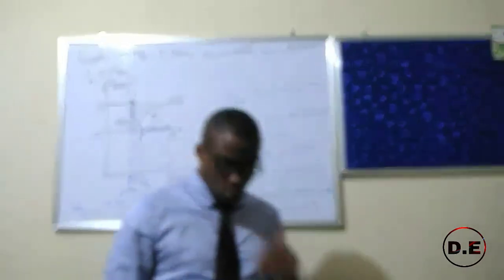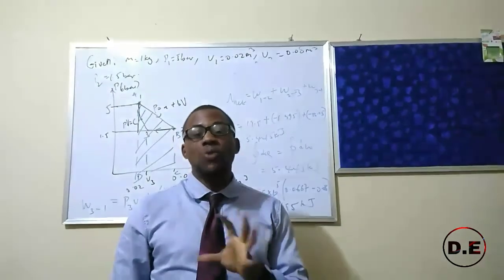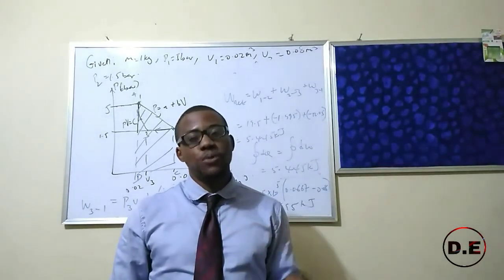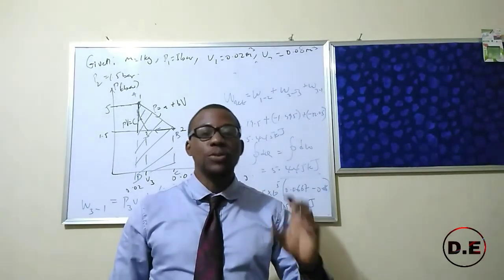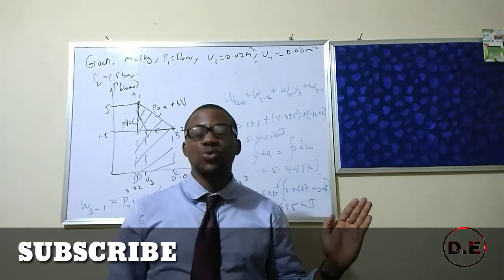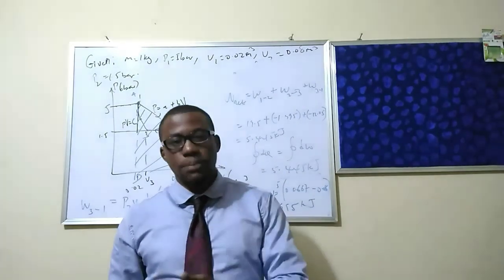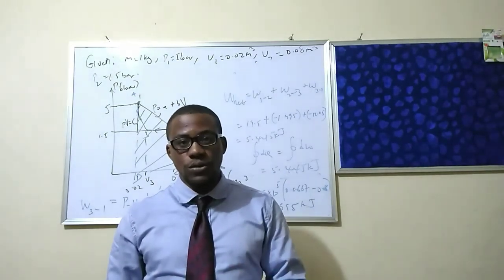Next time, we'd want to look at the application of the first law to flow processes. All we've looked at this time was non-flow processes, that is closed systems, processes that have no matter crossing their boundaries. In the next session, we'll be looking at systems that have matter crossing their boundaries, that is the flow system.